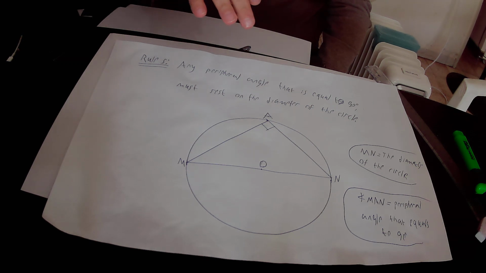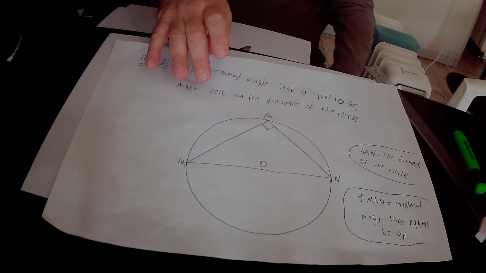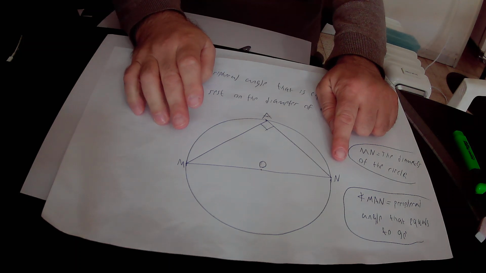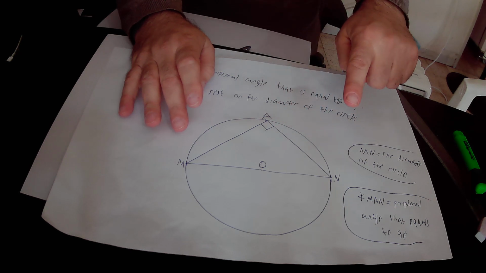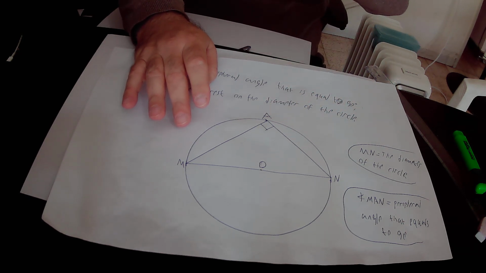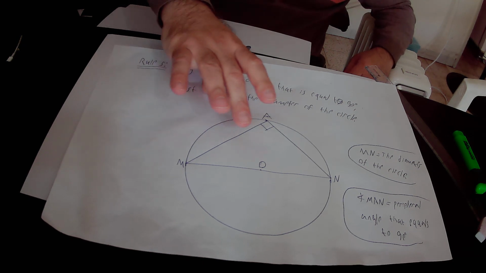So repeat again, because of the fact that peripheral angle MAN is equal to 90 degrees, it is a right angle. This peripheral angle MAN must be subtended on the diameter of the circle. And indeed, MN is the diameter of the circle. Why? Because MN passes through point O, that is the center of the circle, and any chord that passes through the center of the circle must be the diameter of the circle.